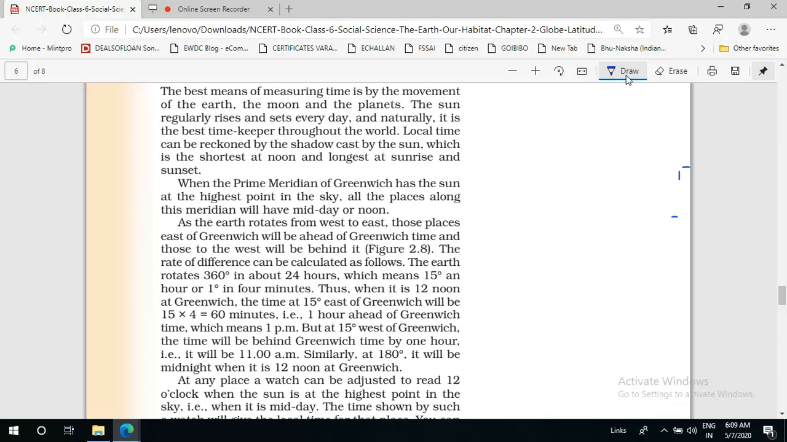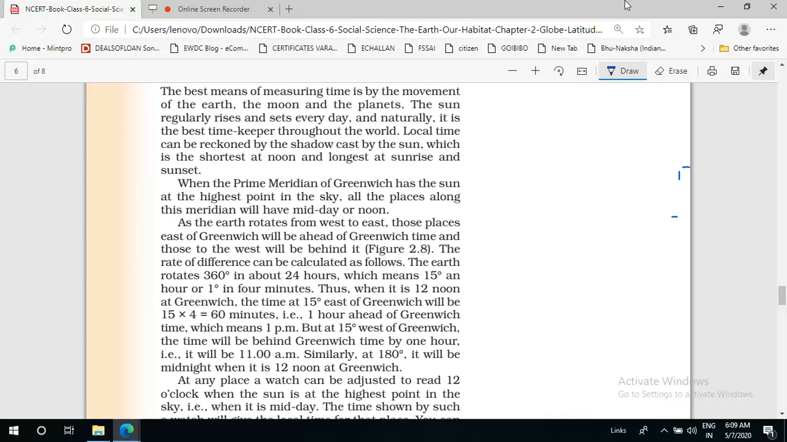So what happens is there will be one part of the earth which is in front of the sun, and one part of the earth which is not in front of the sun. The part which is in front of the sun will experience daytime, and the part which is not in front of the sun will experience night time. This is known to you.